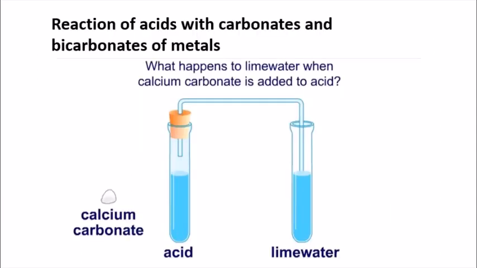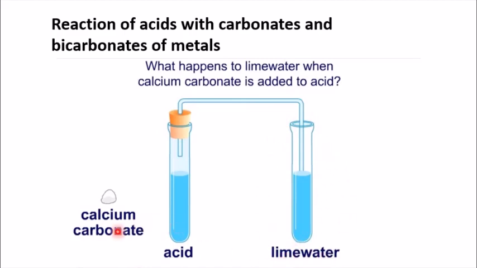Next is reaction of acid with carbonates and bicarbonates of metal. Now we have taken calcium carbonate and we have taken acid. We have to see what will happen when acid comes in contact with calcium carbonate. For this we have taken two test tubes. In one we have taken acid, and we will be mixing calcium carbonate in this acid. We have attached this test tube to a tube, and in the other test tube we have taken lime water.